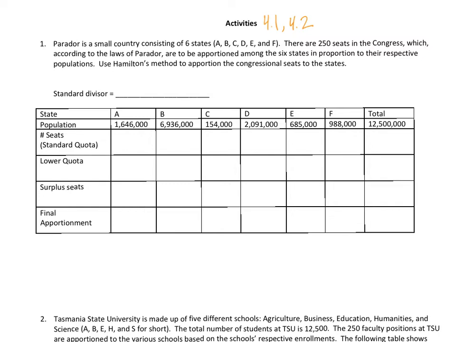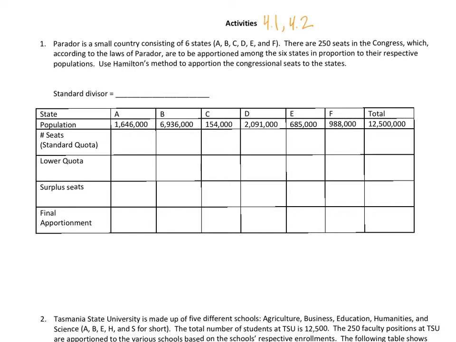Parador is a small country consisting of 6 states, A, B, C, D, E, and F. There are 250 seats in Congress, which, according to the laws of Parador, are to be apportioned among the 6 states in proportion to their respective populations. Use Hamilton's method to apportion the congressional seats in the states.